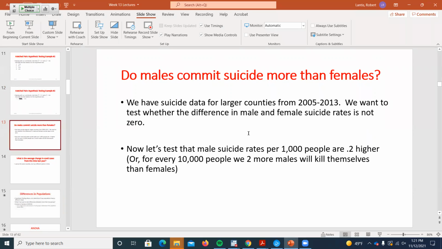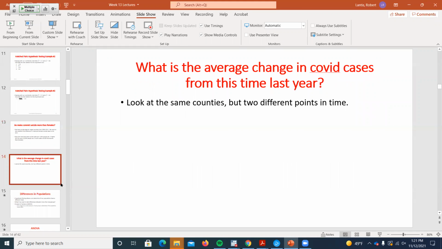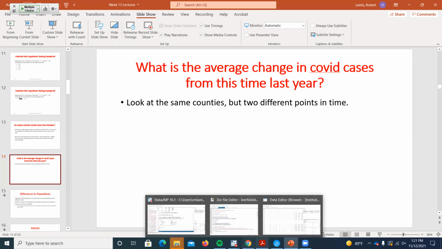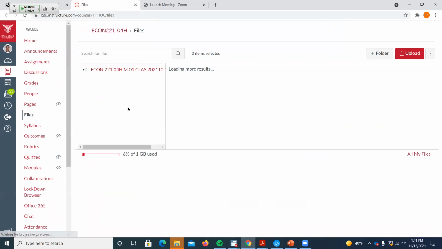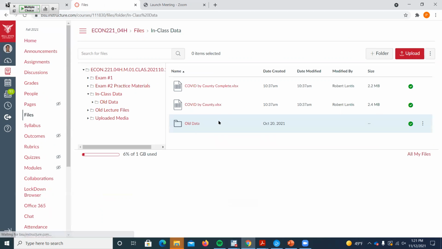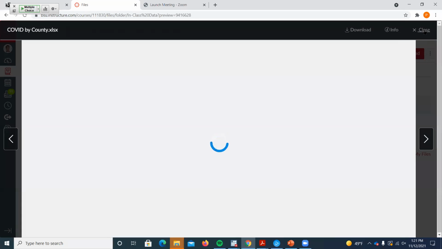So I originally had this one where we were looking for differences in male and female suicides. I wanted to look up something different, so I went out and grabbed a bunch of COVID data. If we go to files, I moved all the old data, and I only have 2 files up once you first click on the in-class data. This isn't completed, but I'll walk through some examples of matched pairs using some county level data.